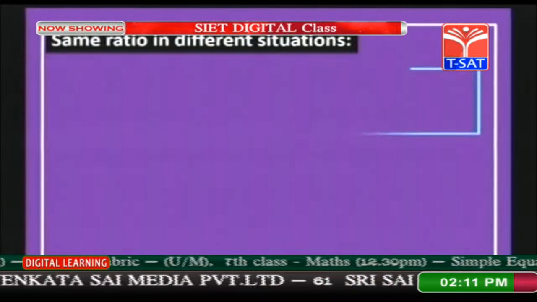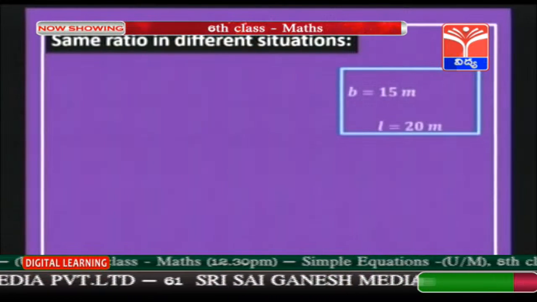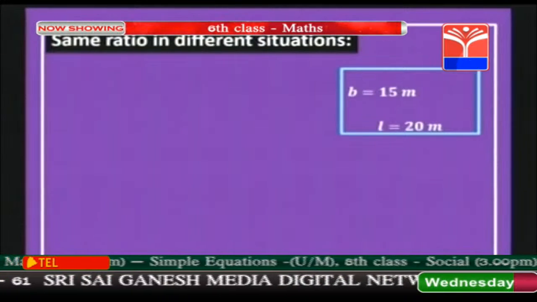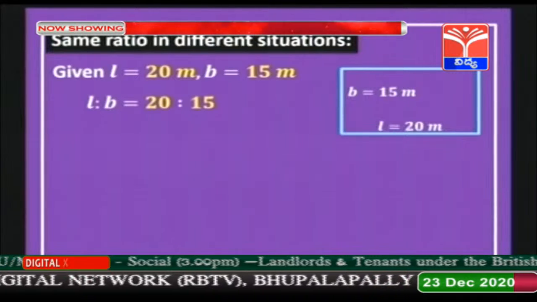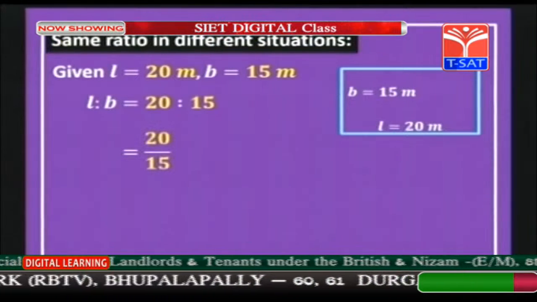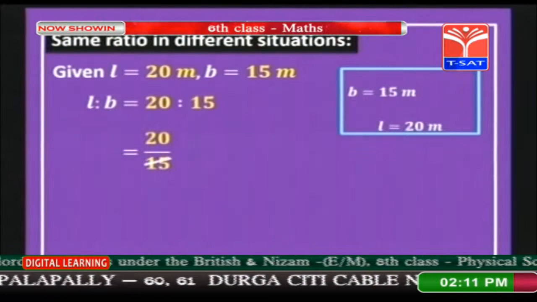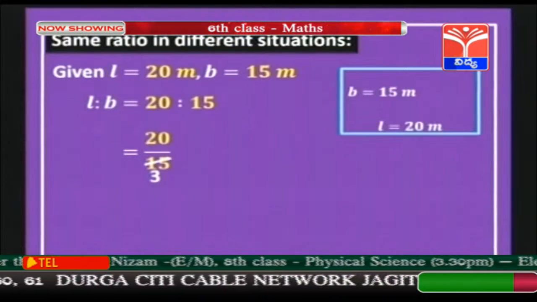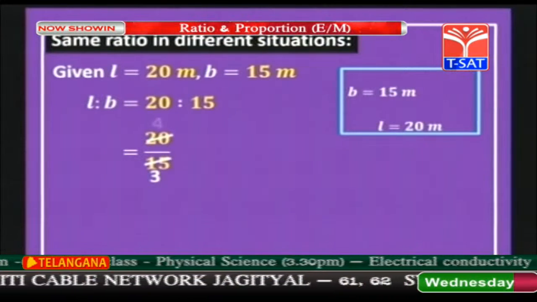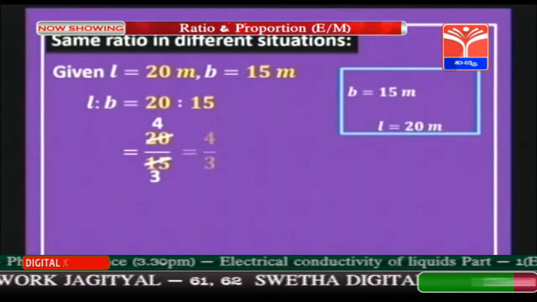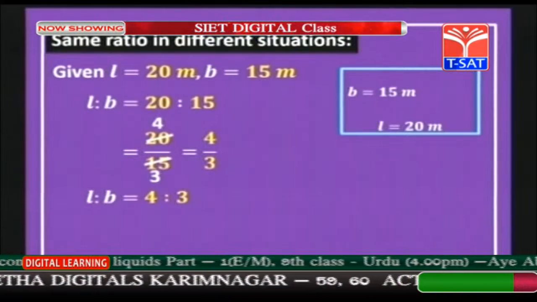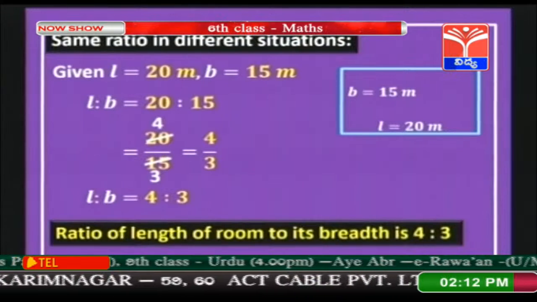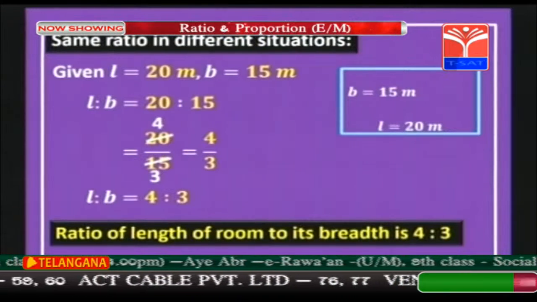Now let us take an example of same ratio in different situations. Let us see. So I have taken a rectangle with length 20 and breadth 15 meters. Now what is the ratio of length is to breadth? Yes, 20:15. I can write it as 20/15, and I'm cancelling with 5. That goes 3 times in 15 and goes 4 times in 20. So we get 4/3. So L is to B is how much, children? 4:3. So the ratio of length of the room to its breadth is 4:3.